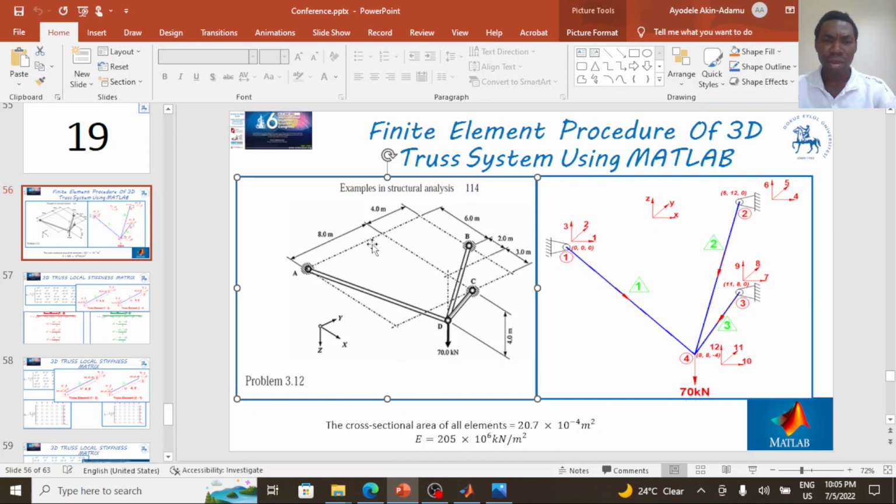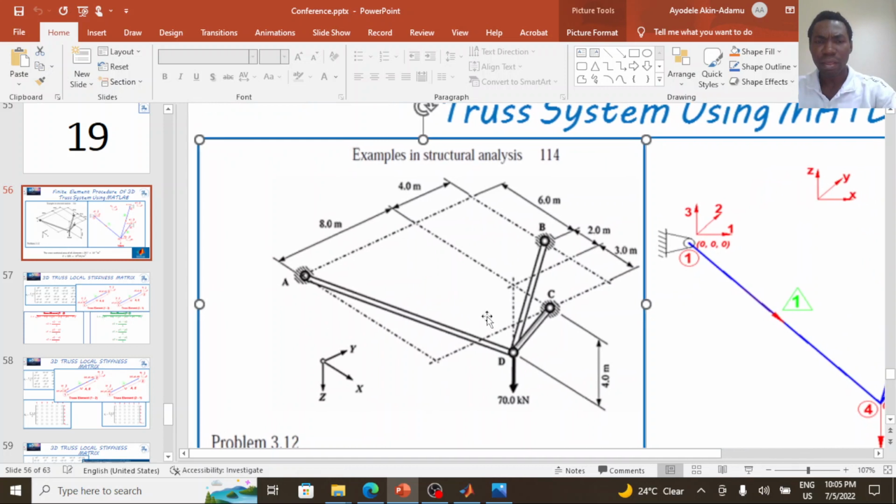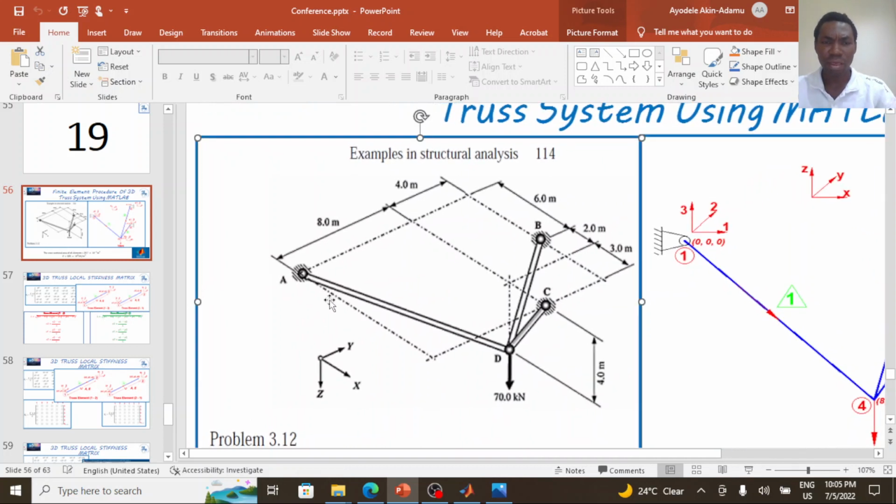So let's consider this structural problem. This structural problem consists of three truss elements, as we see, and we have a point load of 70 kilonewton at node D. Joint A, joint B, and joint C are rigidly fixed. That is, there is no movement in the X, Y, and Z direction.